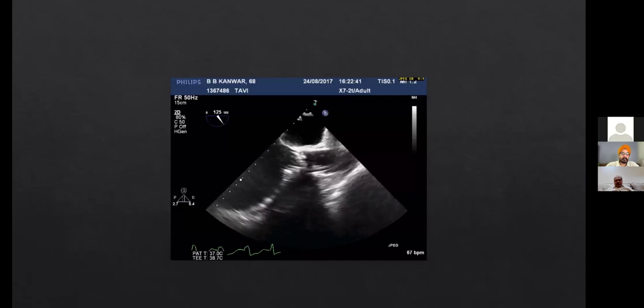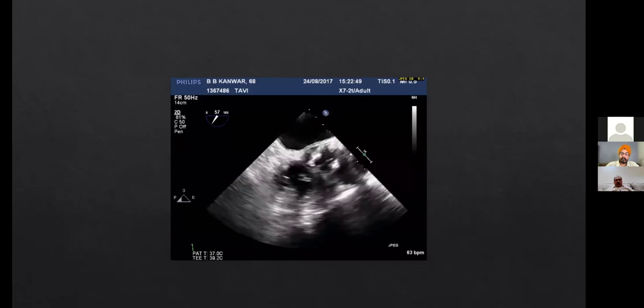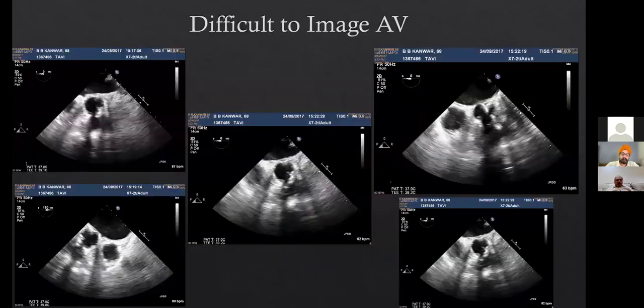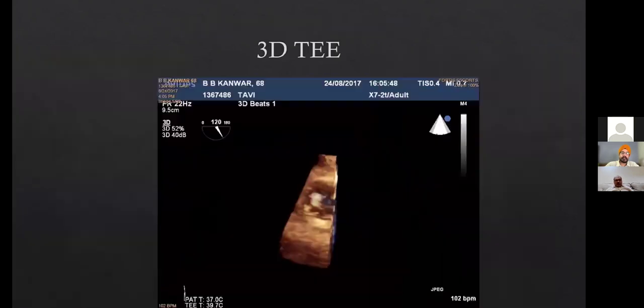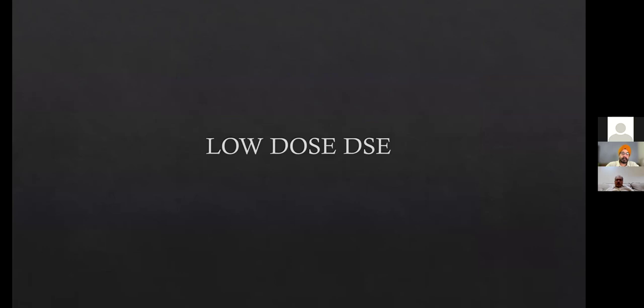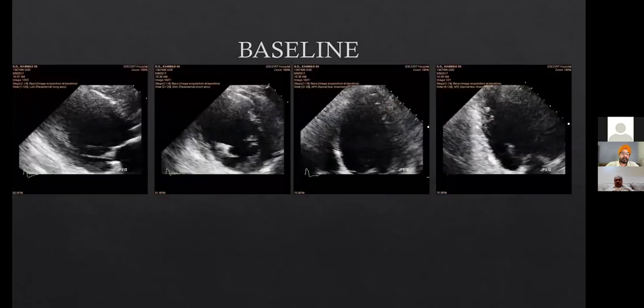TEE, calcific valve. Unfortunately, you keep figuring out what it is. When you do a 3D for it, you have rubbish in, you will have rubbish out. Difficult to image aortic valves, calcific, and this is what the 3D is, which is nothing more useful than rubbish. So what you do is a low dose dobutamine stress echo. Whenever you are in conflict whether you should label this as aortic stenosis, not aortic stenosis, or the severity of aortic stenosis, best is to do a low dose dobutamine stress echo in a poor LV. That is what we did.